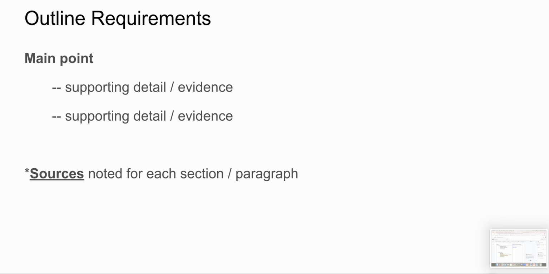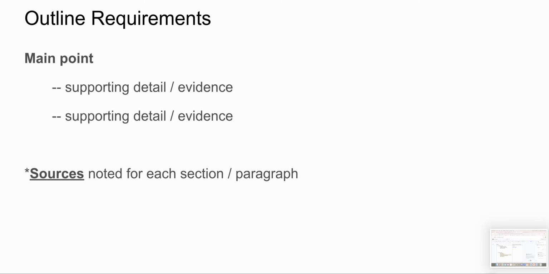An outline generally lists the main points that you will cover, and then underneath each main point, you will list supporting details and evidence. In an outline, we use phrases rather than fully written paragraphs, fully written sentences. The phrases are just a reminder to you of the information that you will cover in each of those sections. The outline assignment also includes a place for you to note your sources.